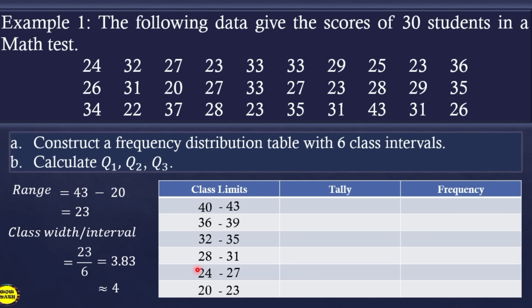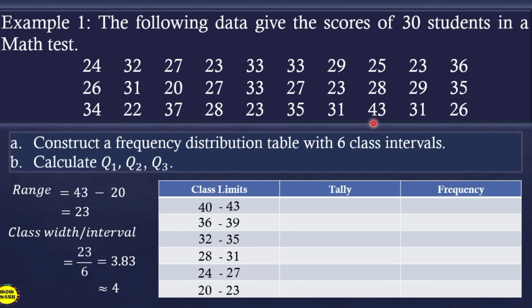20 to 23, 24 to 27, 28 to 31, 32 to 35, 36 to 39, 40 to 43. Kung titingnan nyo, yung bawat class natin ay may tiga-apat lang. Kagaya nito, 20, 21, 22, 23. Apat yun. Ito rin, 24, 25, 26, 27. Yan yung class size natin o class width natin. After natin makuha yung class limits o class intervals natin, magtetally na tayo.